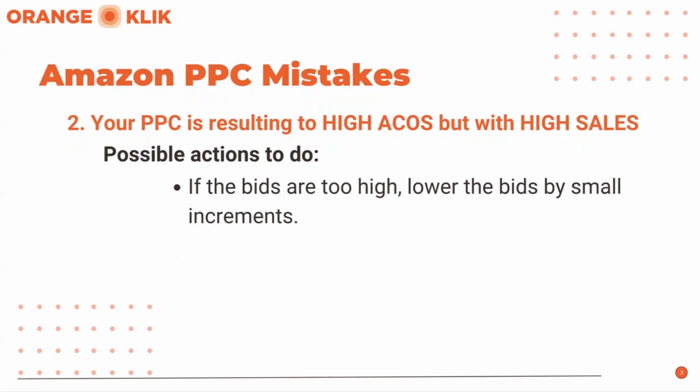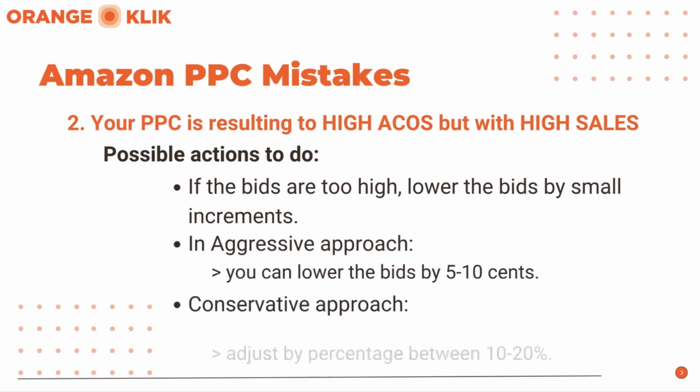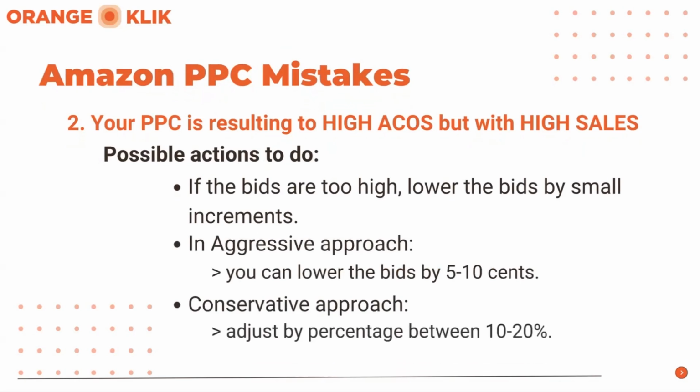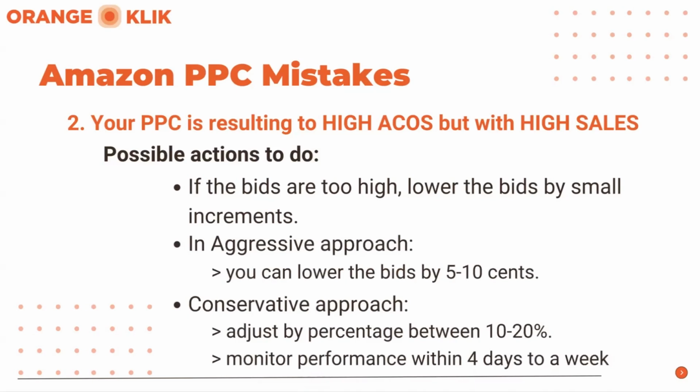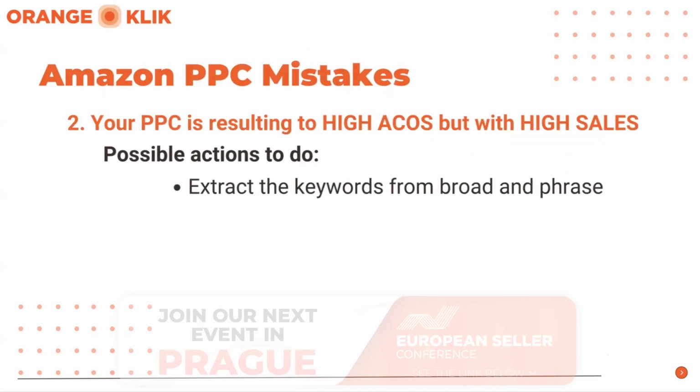Depending on how conservative or aggressive your approach is, in an aggressive approach, you can lower the bids by 5 to 10 cents. Or in a conservative approach, adjust by a percentage between 10 to 20% and see how it is performing within 4 days to a week to allow new campaigns to adjust to new bid levels and gather enough data. Extract the keywords from broad and phrase and place them into exact match campaigns.